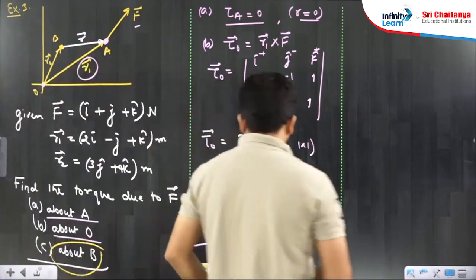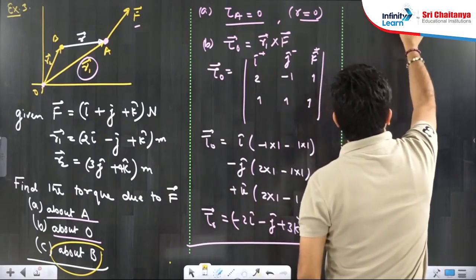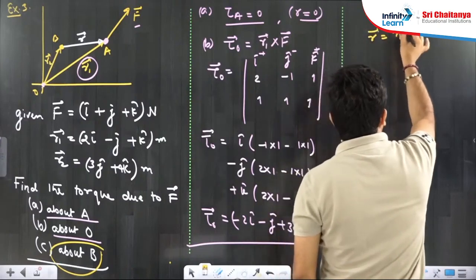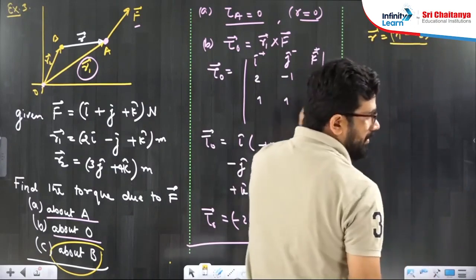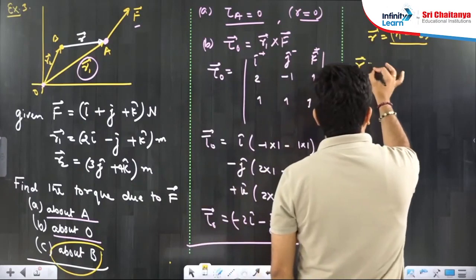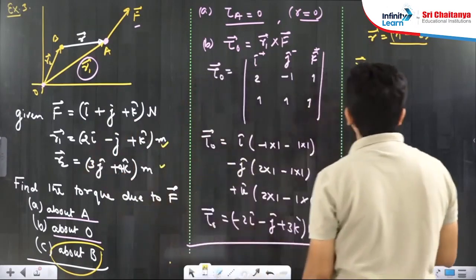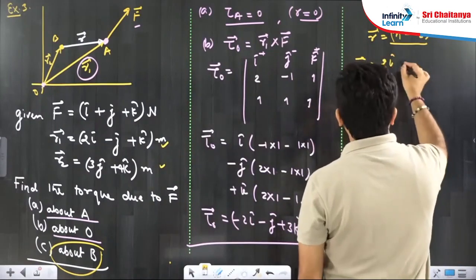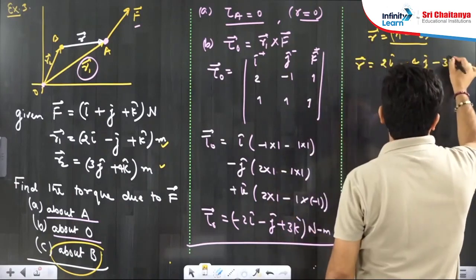I can write it, then only I can solve. So R2 vector plus R vector is equal to R1. We want to calculate the R vector, so R would be R1 vector minus R2 vector. From that we calculate R, then we can calculate the torque. So what does R become? R1 is given to you, R2 is given to you, just subtract it. What you will get is 2I cap minus 4J cap and minus 3K cap.